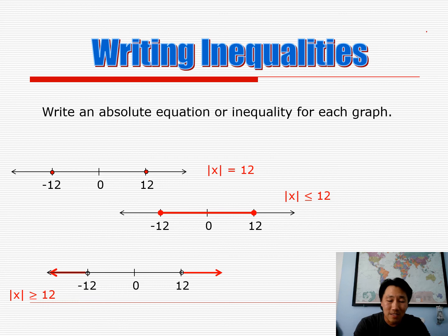I hope you caught the mistake, because there is a mistake. This symbol is incorrect, because if you notice, this dot is open and this dot is open. So when they're open, it's only this symbol. It's not the equal to on the bottom. It's not underlined. Okay? That is good.